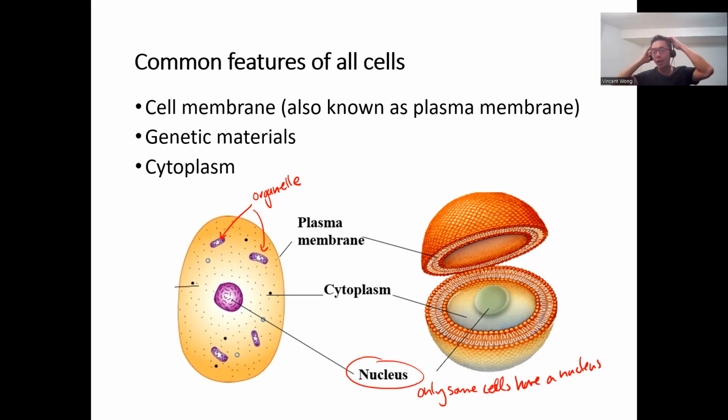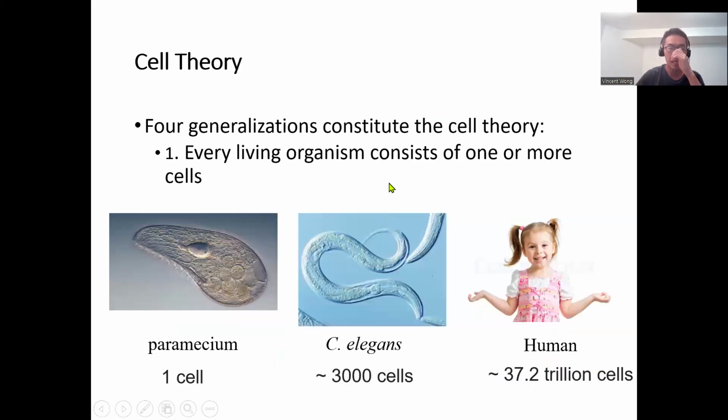All right, so those are the three common features of all cells: cell membrane, genetic material, and cytoplasm. Now there is something called the cell theory, which actually has four different parts to it. The first part goes like this: every living thing is made up of one or more cells.